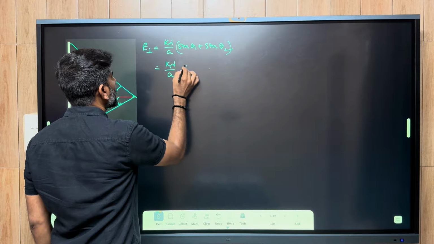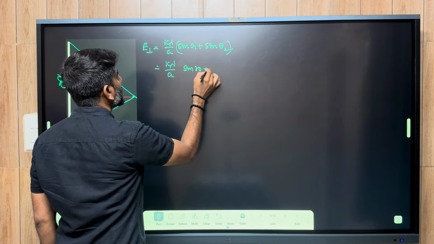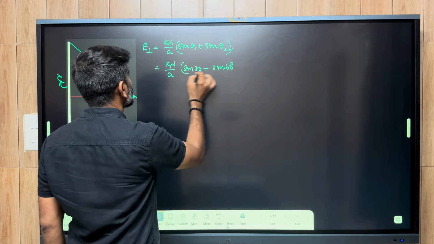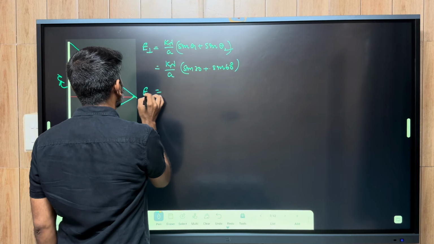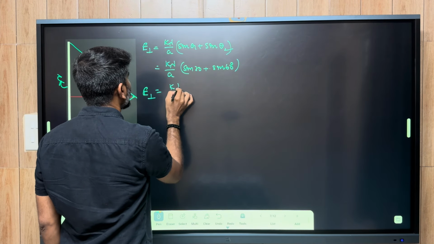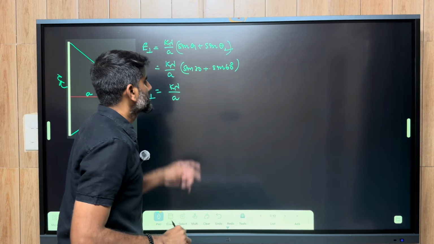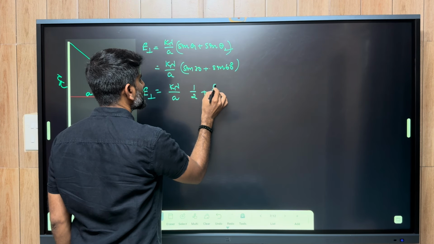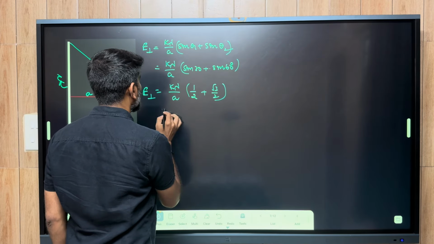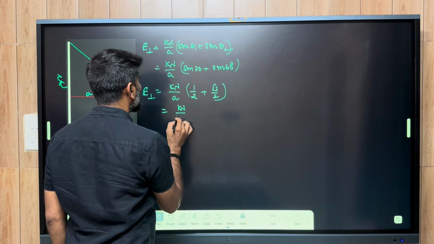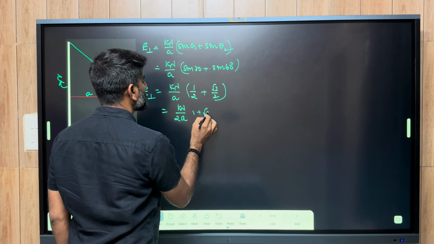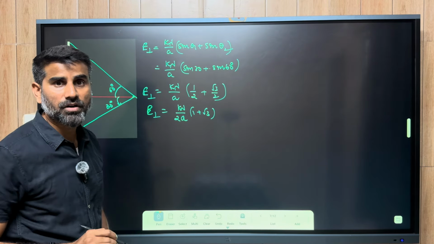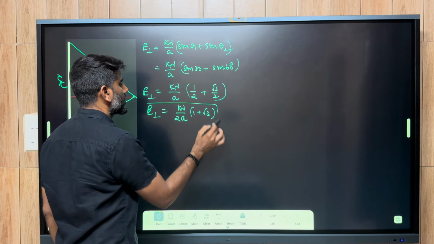K lambda by A (sine 30 plus sine 60). What am I getting? E perpendicular is equal to K lambda by A (sine 30 is 1/2 plus sine 60 is root 3/2). So k lambda by 2A (1 plus root 3). This will be the perpendicular component.